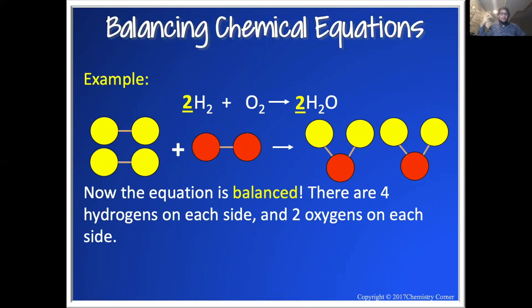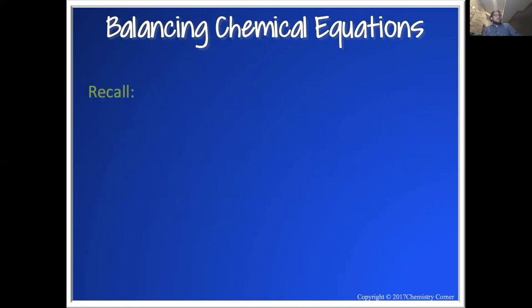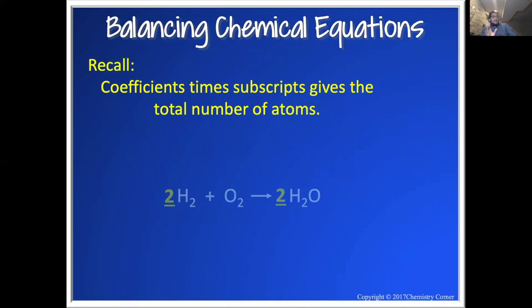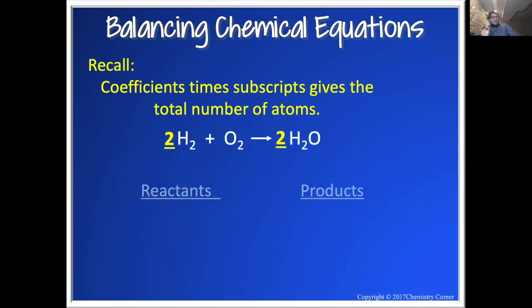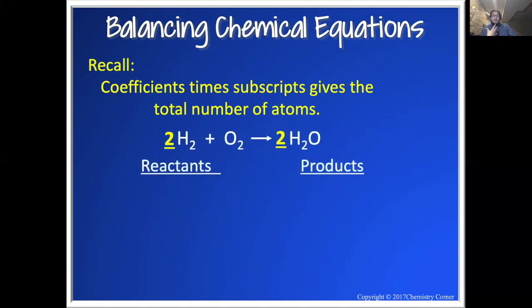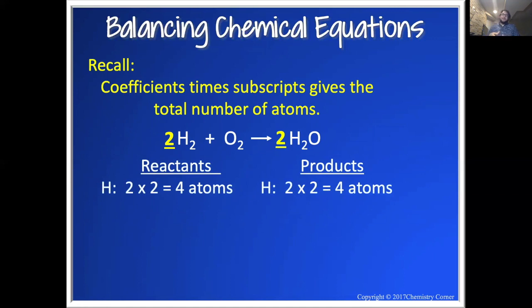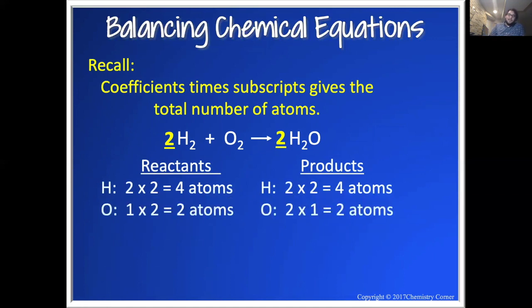So start by fixing one element and then move on to fixing the next element so that your numbers match up. And I'm going to show you exactly how to do that on the first 2 homework problems at least. All right, so we want to make sure we keep in mind, coefficient times the subscript gives me the total number of atoms. So this is a little bit of distributive property, right?